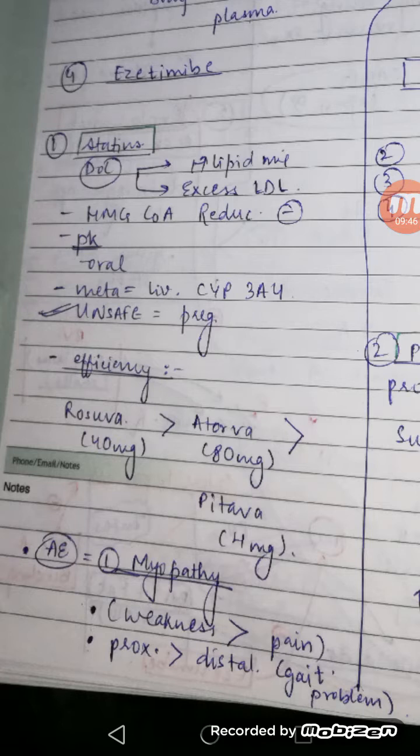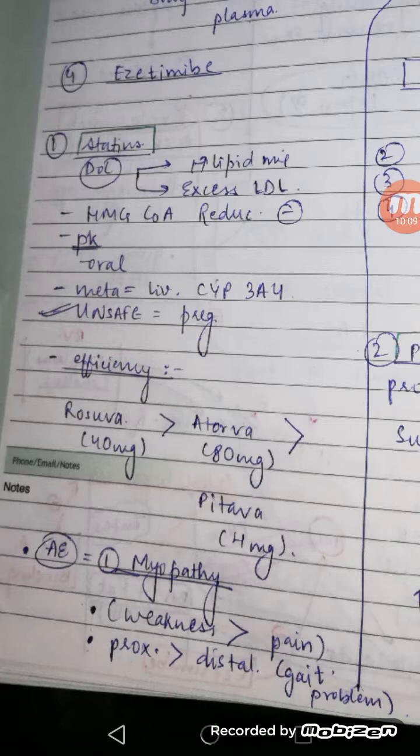Okay. So number one, myopathy: there will be weakness more than pain. In case of myopathy, there are some drugs which cause myopathy where the patient is complaining more of pain, but here there will be more of weakness, and especially proximal muscles will be affected more. Proximal muscles affected means the pelvic girdle muscles are affected, so the patient will be having problems with the gait, with walking.